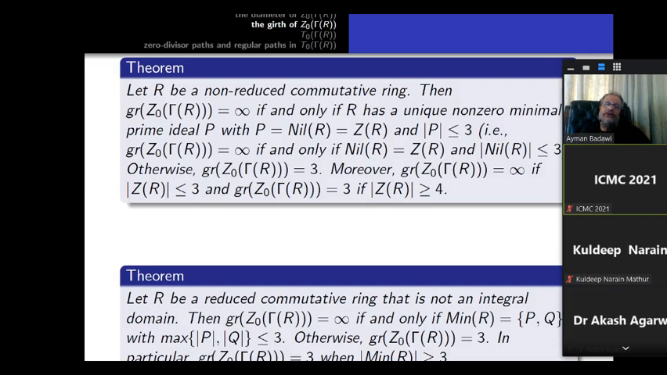And that's kind of interesting again. Why? Look, a clear connection between some graph property and the structure of the ring. When you tell me the girth of this is infinity, I know what the ring somehow looks like.